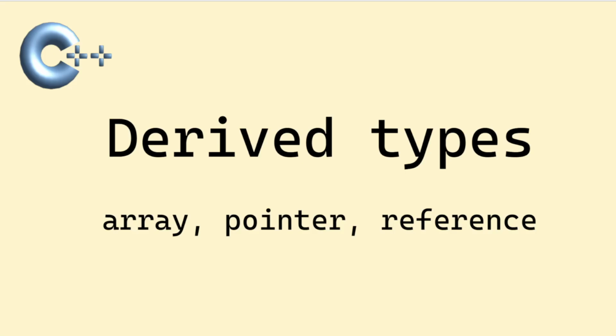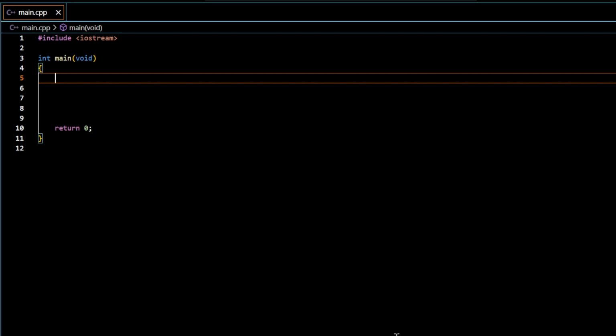Derived types in C++: array, pointers, and reference. Let me jump into the editor to start discussing the derived types: array, pointer, and reference.